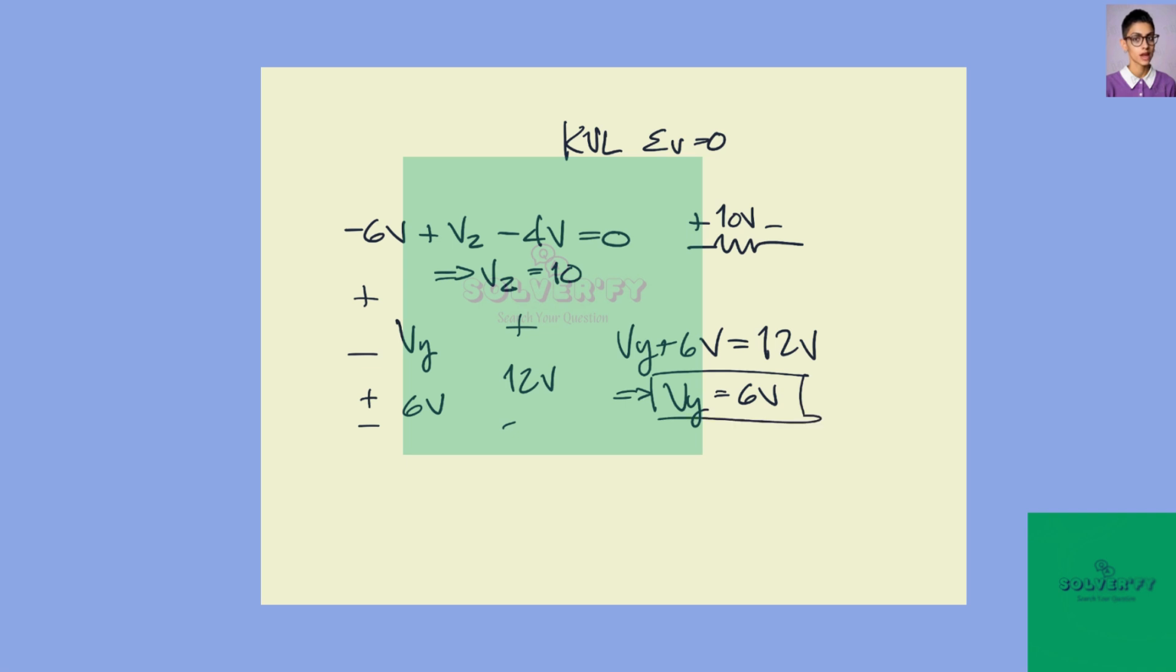And if we look at the other side, again we have that 12-volt potential, and then over here we have plus minus V sub x, and we also have a minus plus 10 volts. And so 12 volts is equal to V sub x minus 10 volts. Therefore V sub x has to equal 22 volts.